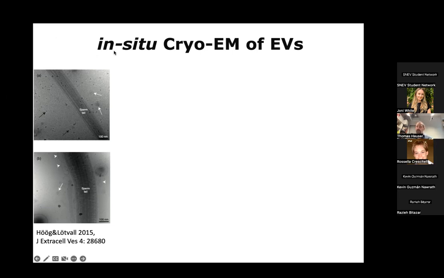And one other approach I wanted to show you, which is slowly coming up, is to skip basically sample preparation steps. This will not work for all samples.